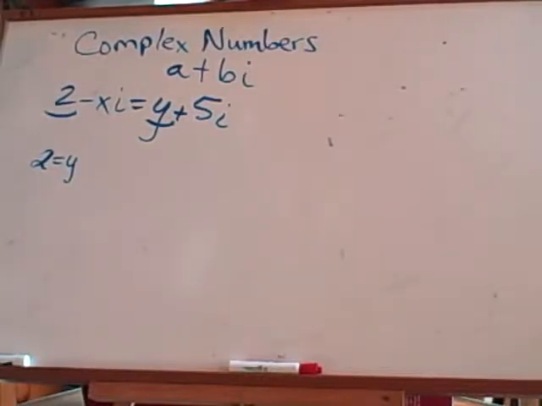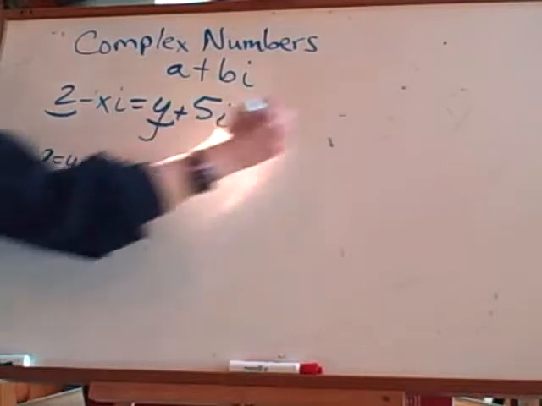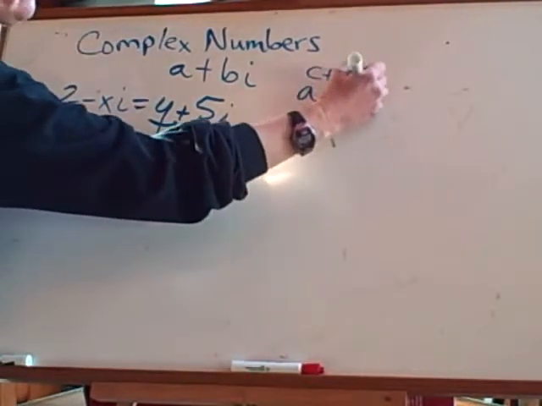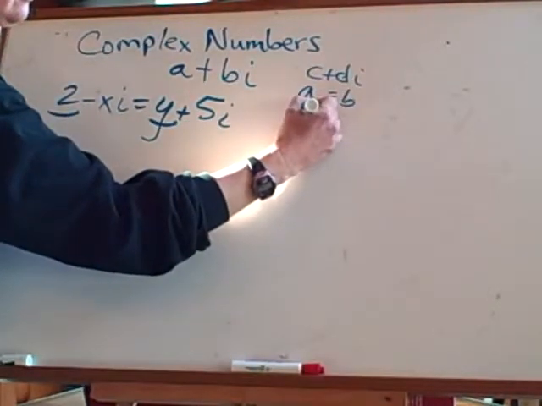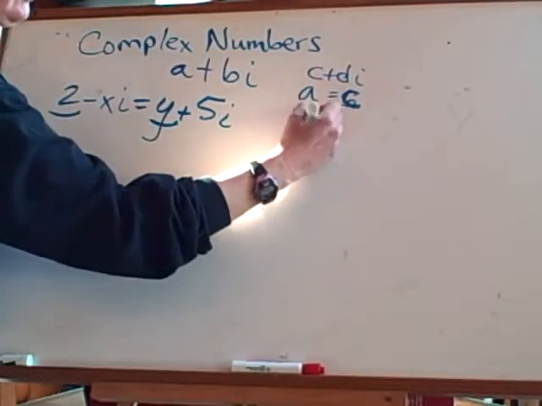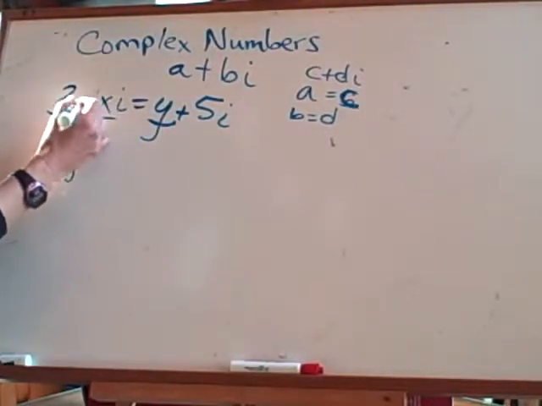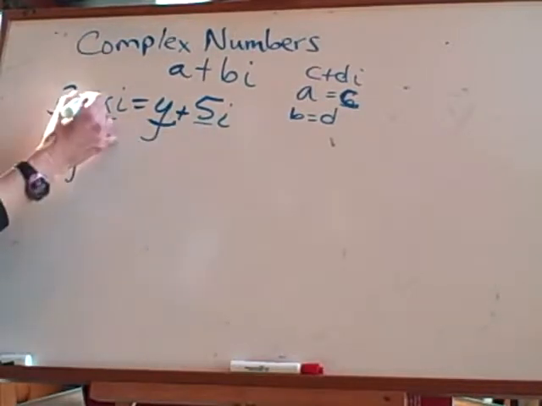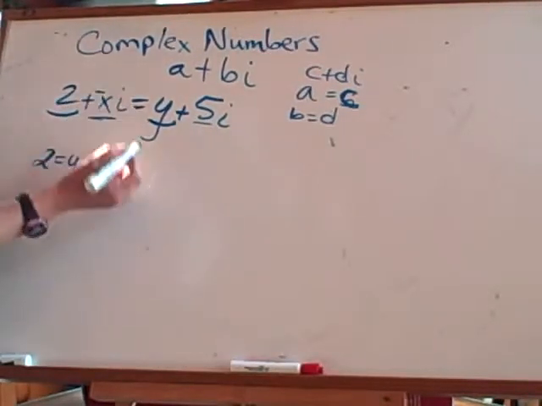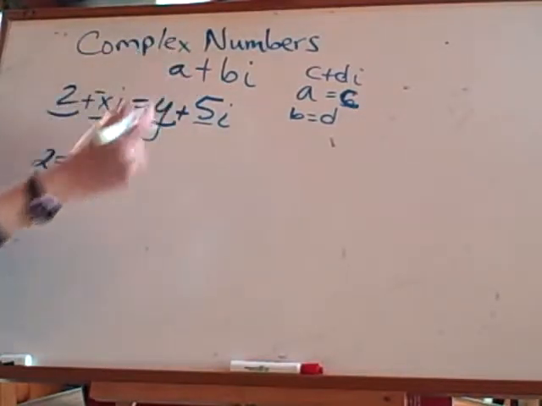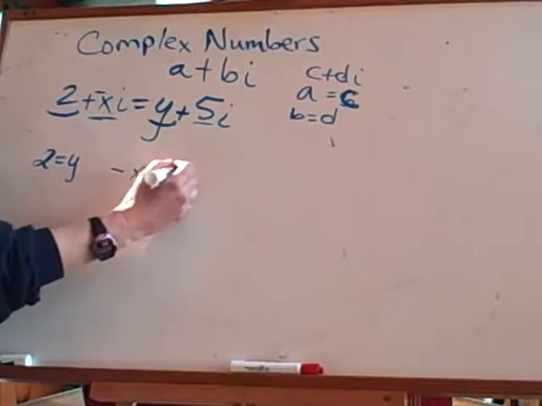No biggie, right? So we have one of them already, just straight up. Now the other one, remember we said a plus bi and c plus di, and A equals C, and B equals D. So now we want to look at the imaginary part. Here we have negative xi equals 5i. You could just say plus negative here if you wanted to, because when you're looking at the complex number, it's got the plus in the middle. So I would say negative x equals 5.